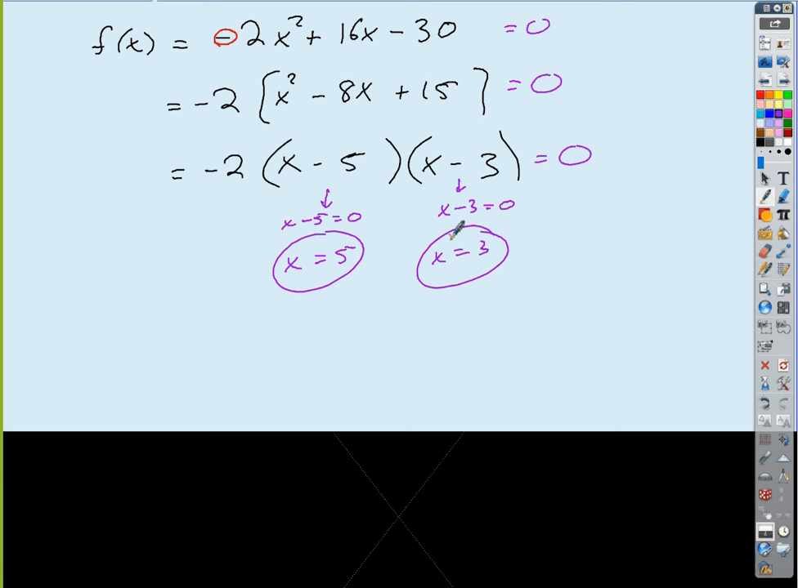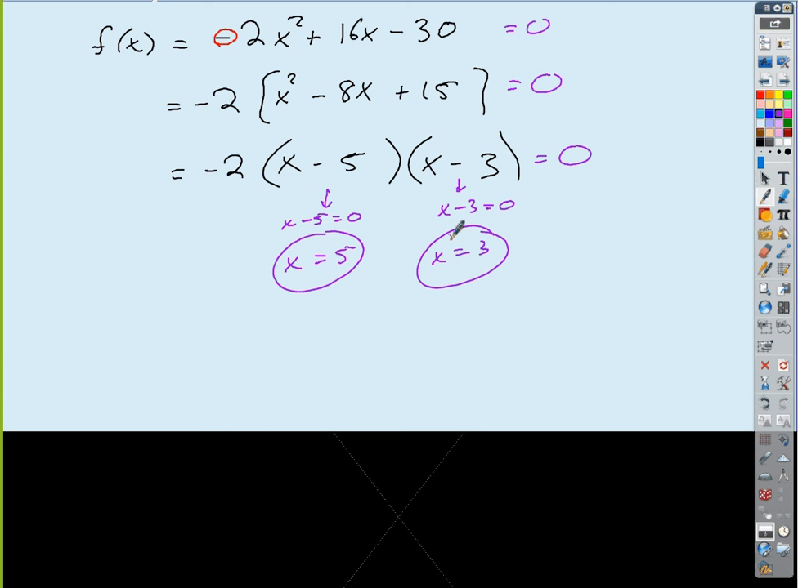Zeros are the places where the function equals 0. When I say the function, I mean f of x, which is y, right? Where on the xy plane does y equal 0? On the x-axis. So those are also x-intercepts, right?